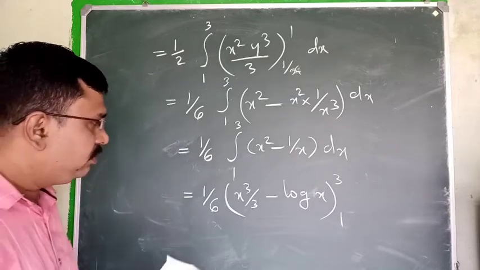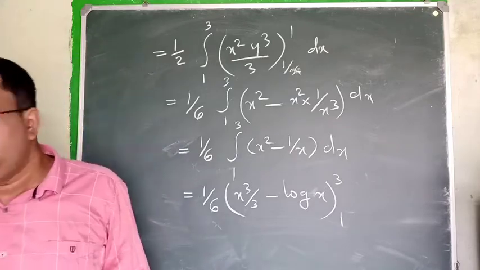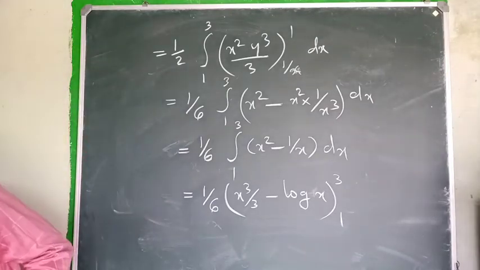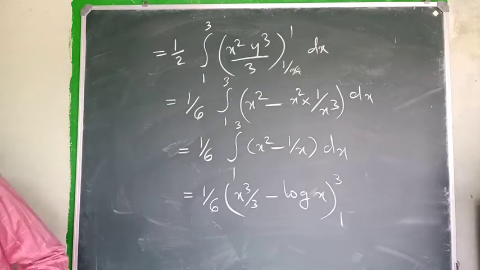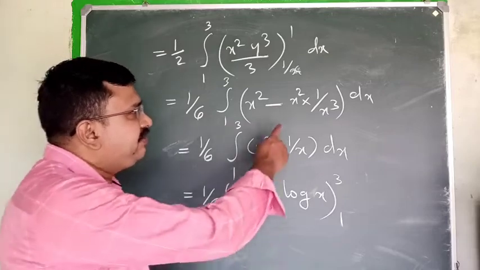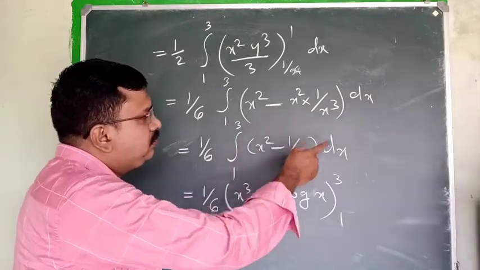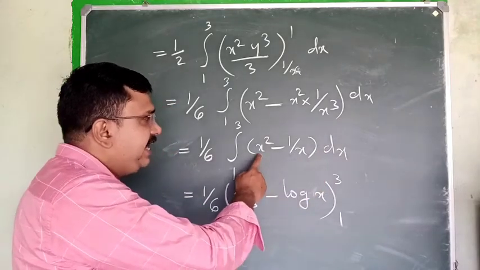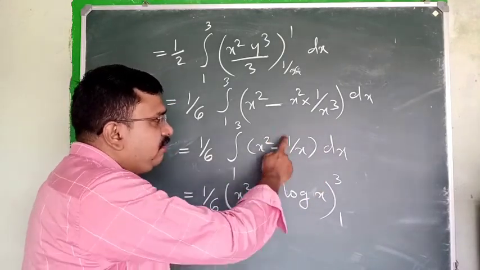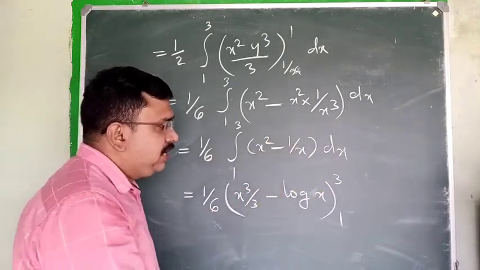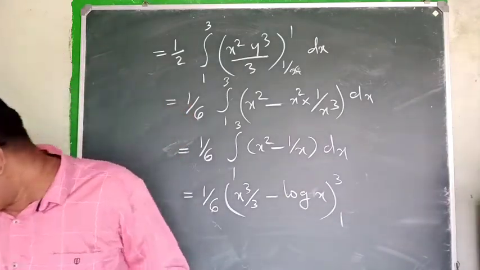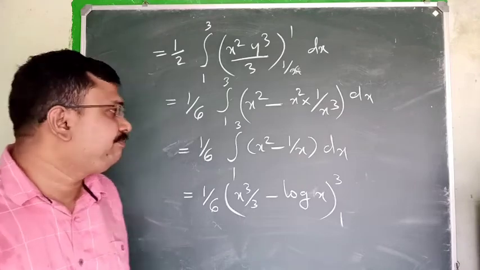Then we can do the next step. First write this in your notebook. Very simple, we are integrating with respect to x. With respect to x, x square gives x cube by 3, and 1 by x gives log x. Lower limit is 1, upper limit is 3. Okay. Next step, listen.